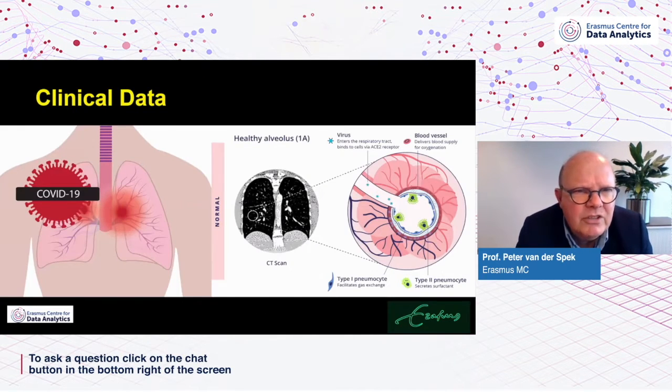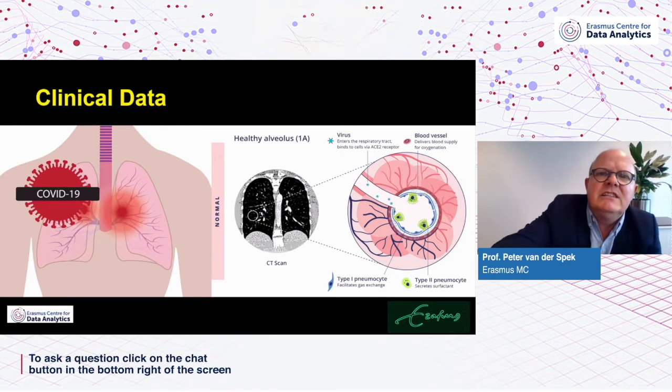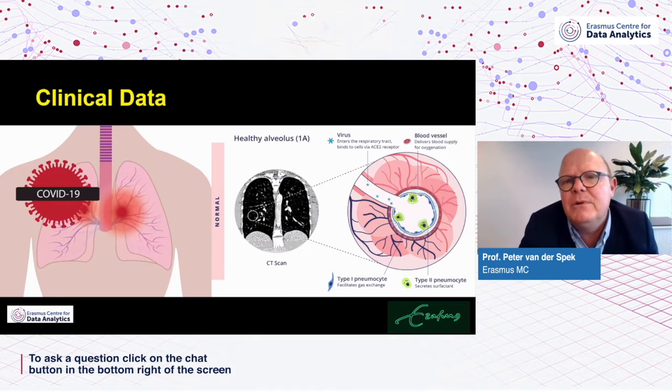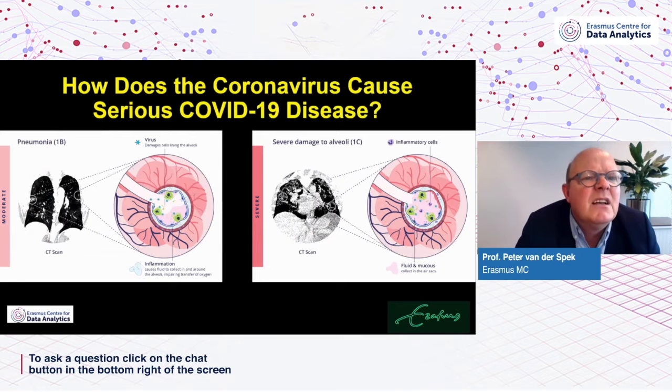Now, what we see here on the left is the lung. What was very apparent is that COVID disease was presenting very clearly in the lungs, and that was visible by making CT scans, on which it became apparent that those lungs had a white glow. In the normal situation, you can see the dark areas in the lungs, left and right, are present.